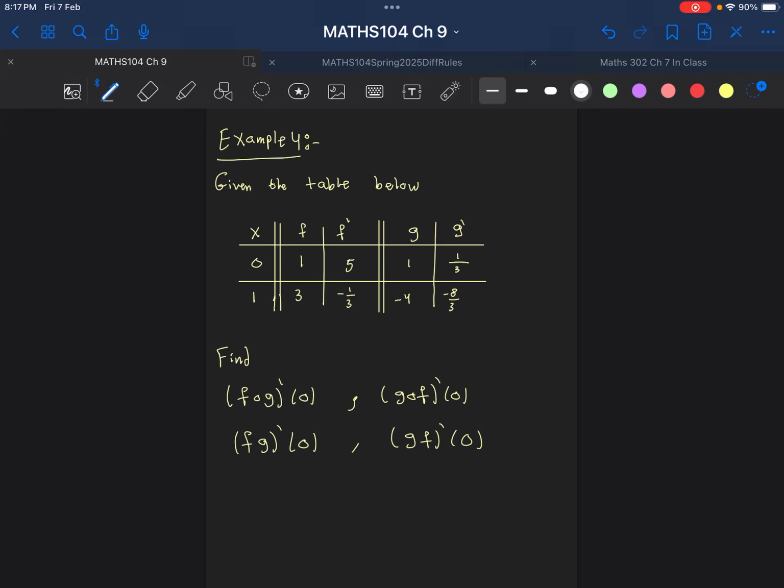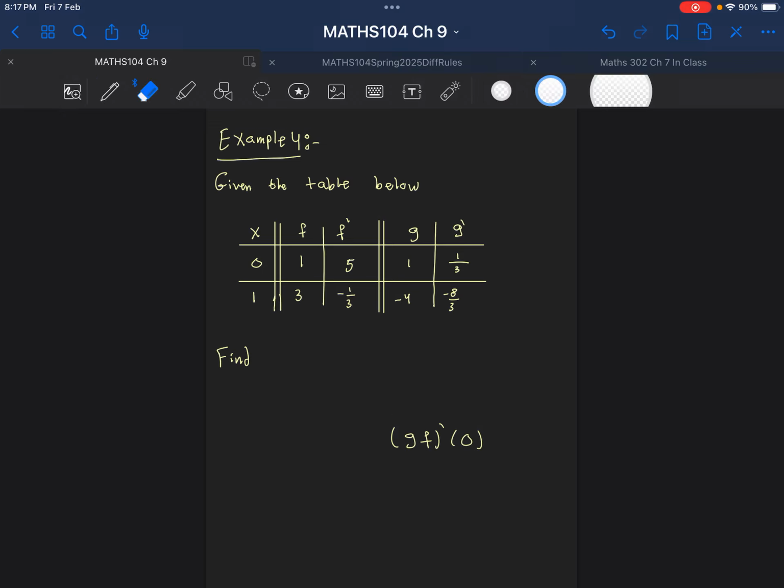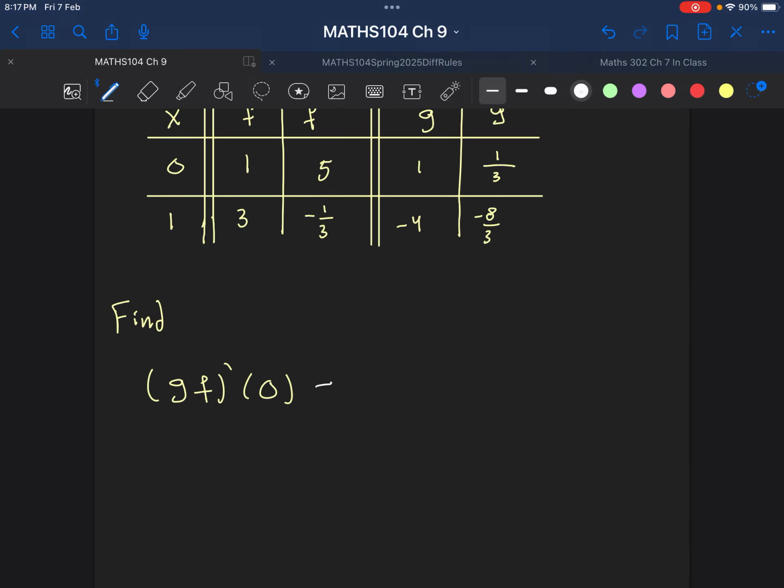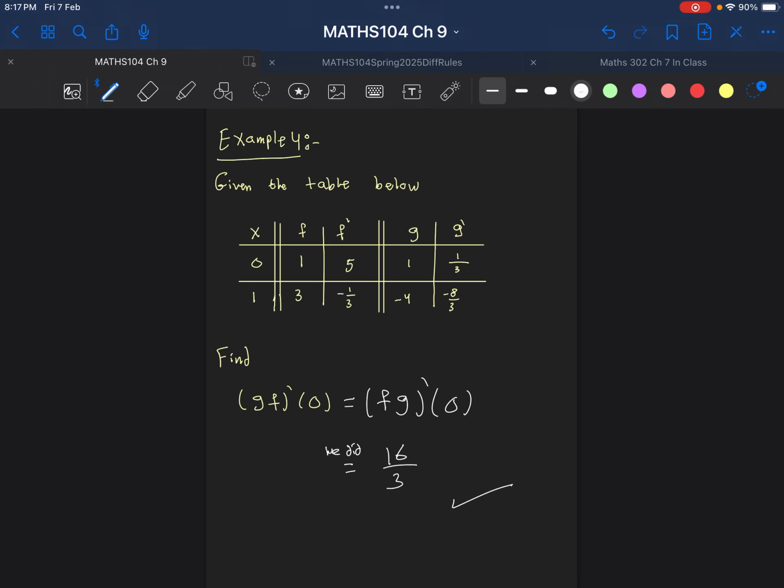Now, the last question, I don't need to do it. And I know you will ask me why I will not do it. Well, actually, because there is a very straightforward answer to it. Look, g of f is the same as f of g. And this is, we just did it, right? It was 16 over 3. So we finish from this one by using the same or a quick trick. Otherwise, you can, of course, use the chain rule.